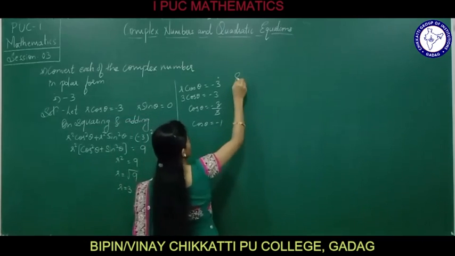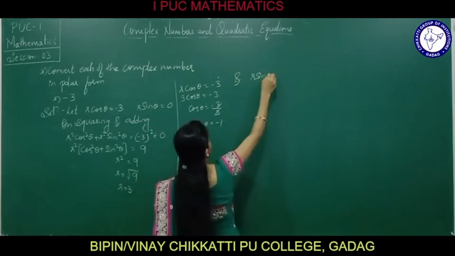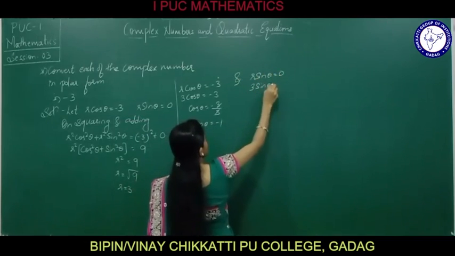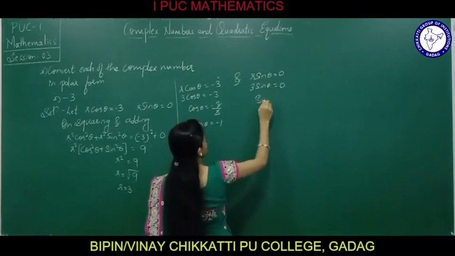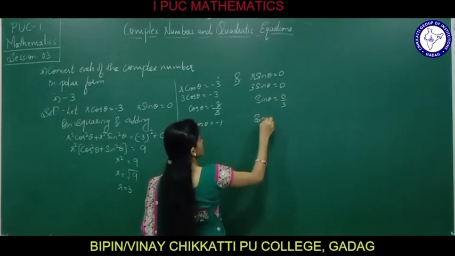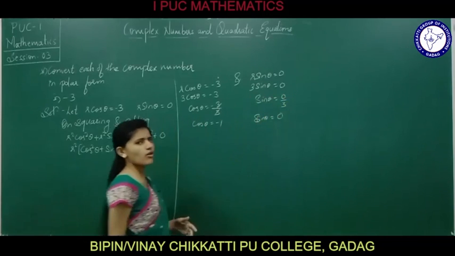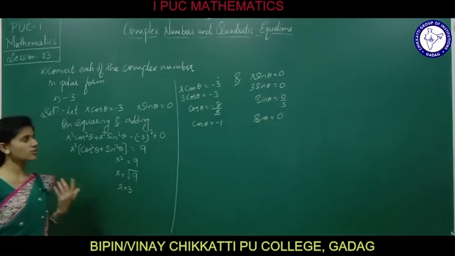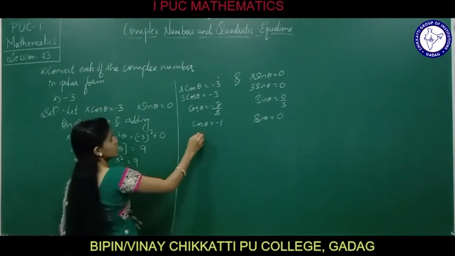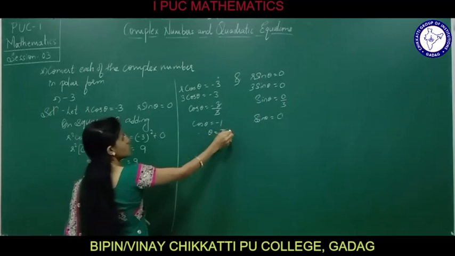And what do we have? We have r sin theta is equal to 0. That is, 3 sin theta is equal to 0. Sin theta is equal to 0 by 3, nothing but sin theta is equal to 0. For what value of theta do we have cos theta as minus 1 and sin theta as 0? We know that it happens when theta is equal to pi. Therefore, theta is equal to pi.